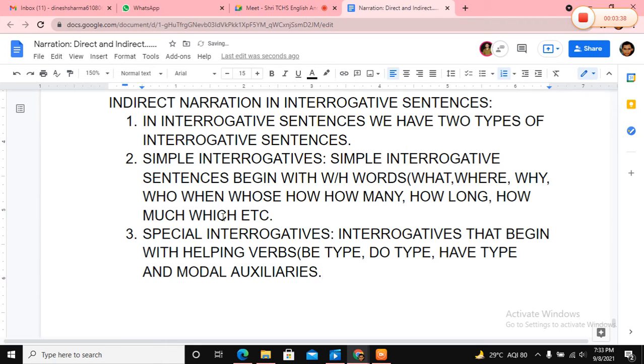So before we go further in interrogative sentences, we have discussed what an interrogative sentence is, and how many types of interrogative sentences there are in English grammar. There are two kinds. One is simple interrogative that begins with WH words, and the second is special interrogative sentences which begin with a helping verb, like is, am, was, were, do, does, did, have, has, had, will, shall, would, should, can, may, might, etc.